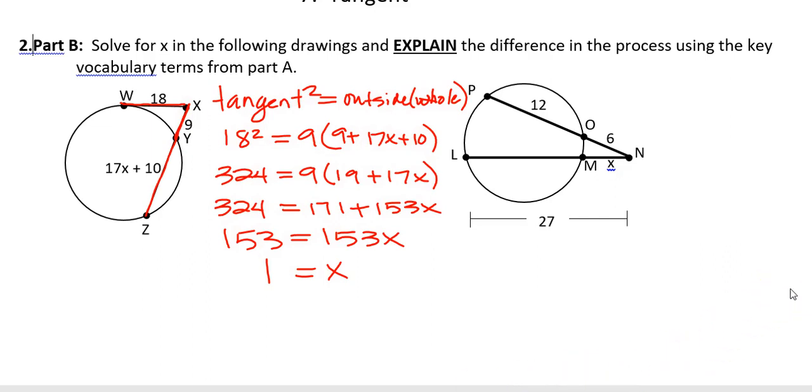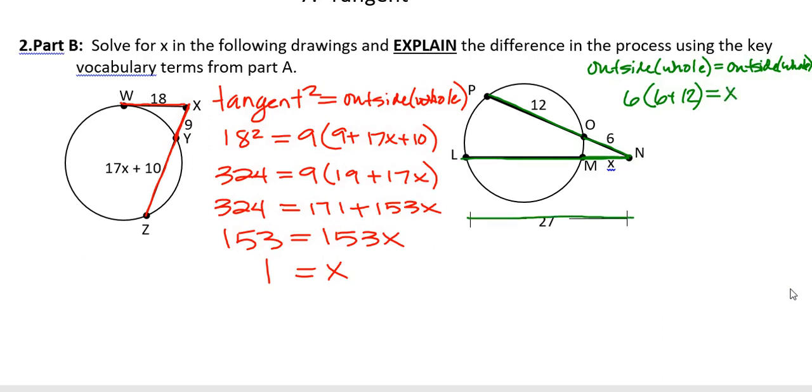So here on the one on the right, we have 2 secants. And so when we're talking about secants, we're going to talk about outside times whole. So we're going to talk about the outside here times the whole. So we're going to say outside times whole equals outside times whole. Okay, so we got the outside times the whole. So NO times NP, so that's going to be 6 times 6 plus 12 equals, and we got x down here. So this is our outside here, and then our whole again. So we've got x, and our whole, if you notice down here, is 27. That's our whole thing.